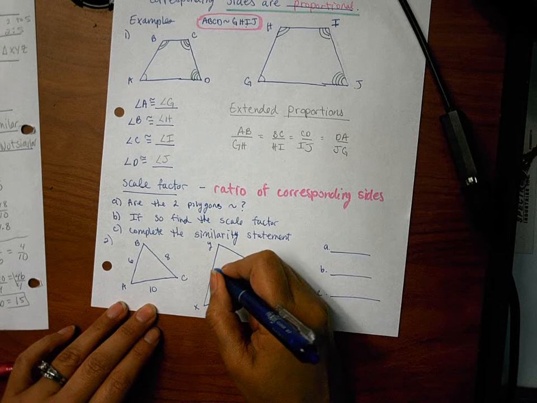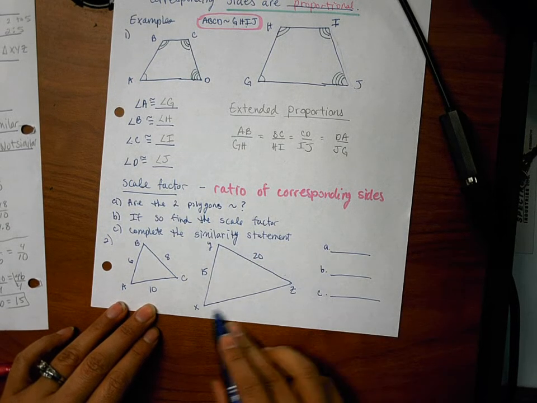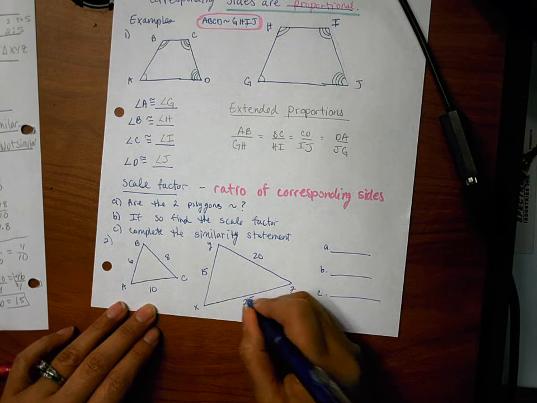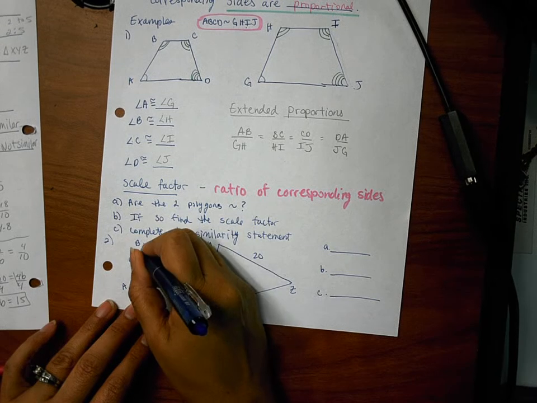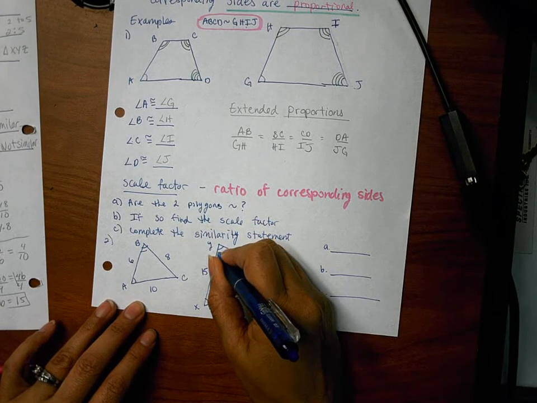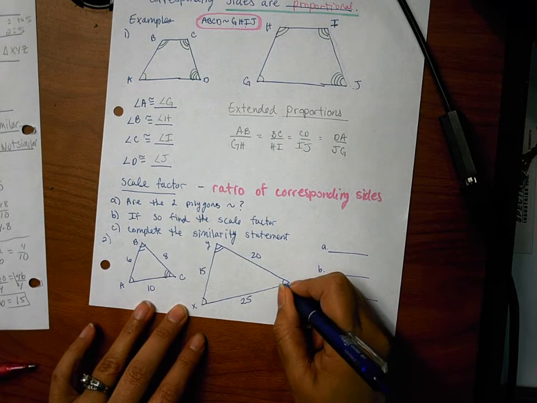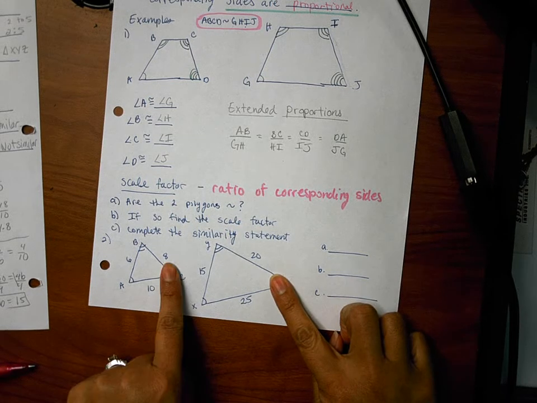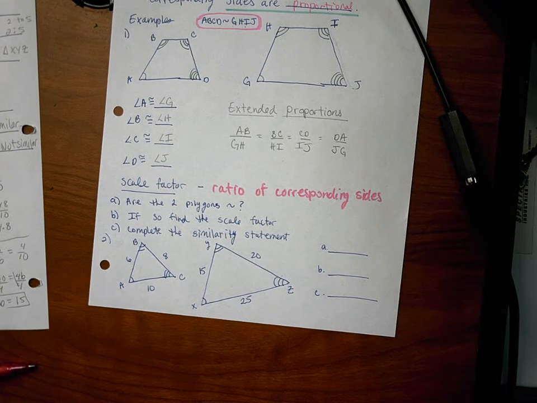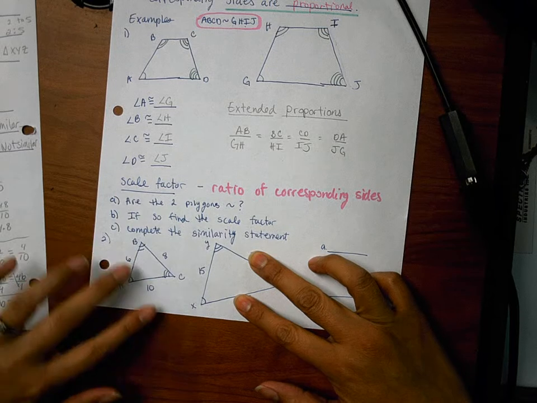AB is 6, BC is 8, AC is 10, XY is 15, YZ is 20, and XZ is 25. I'm also going to tell you that angle A is congruent to X, angle B is congruent to Y, and C is congruent to Z. According to third angle theorem, I wouldn't even need to label that one, but we're going to label it anyway. Okay, all three angles are congruent.